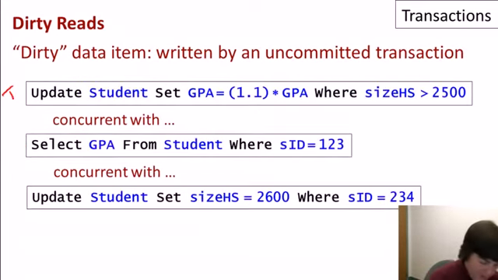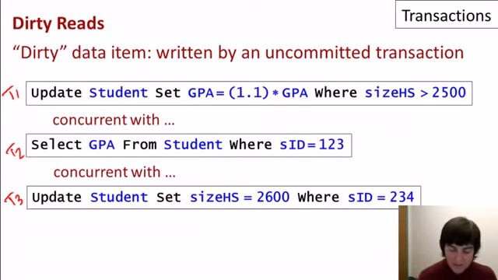Here's another example. Now we have 3 transactions, T1, T2, T3. Our first transaction is modifying the GPA of students whose high school size is sufficiently large. Our second transaction is finding the GPA of student number 1, 2, 3. And our third transaction is modifying the high school size of student 2, 3, 4. So if this GPA here in transaction T2 is read before the commit of transaction T1, then that would be a dirty value for the GPA, again, because if this first transaction doesn't commit, then that value will be rolled back.